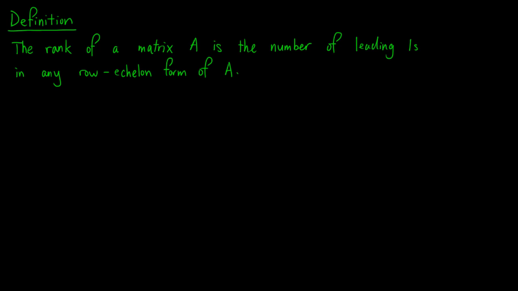Notice that we have made an assumption here, which is that the number of leading ones in any row echelon form of a matrix is fixed. This is a non-trivial fact which needs to be proved. However, we will not present the proof here because we do not have the necessary knowledge to prove it at this point. So we will just assume it for now.